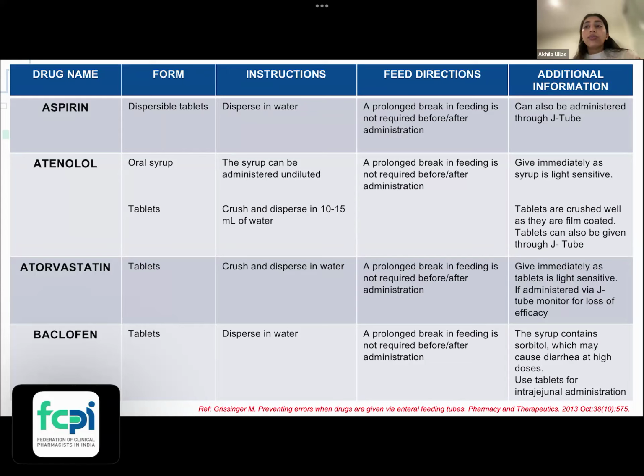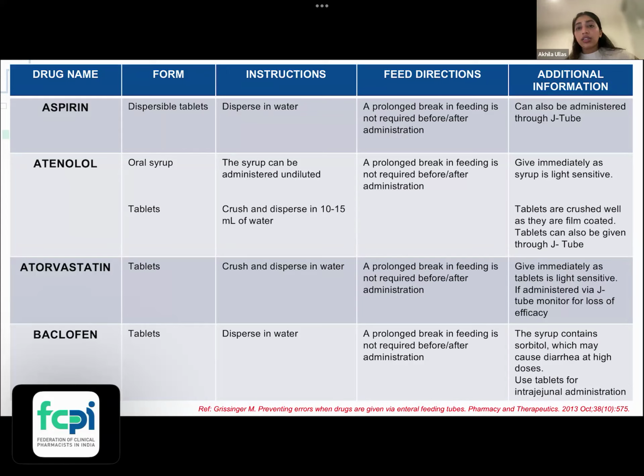For aspirin, you are not required to break the feeding before and after administration. And aspirin also you can give through a J tube. And atenolol is available as tablets and oral syrup, which can be given in undiluted form, and the tablet you need to crush and dilute in water. And again, a prolonged break of feeding is not necessary for atenolol.